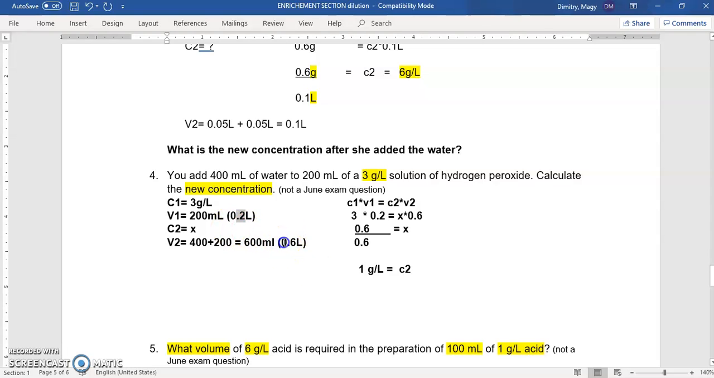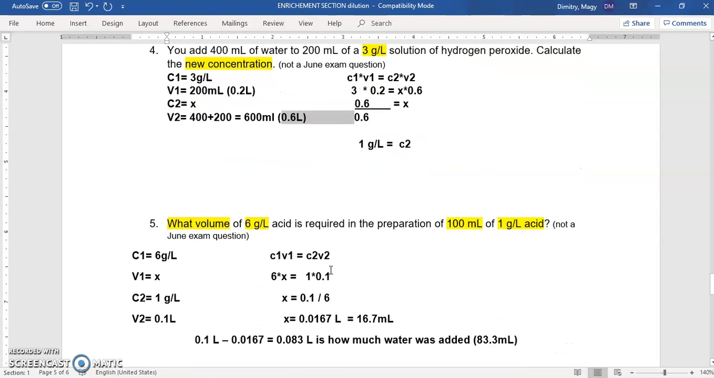And I added more water. My last volume is higher. Okay, guys, number 5 now.